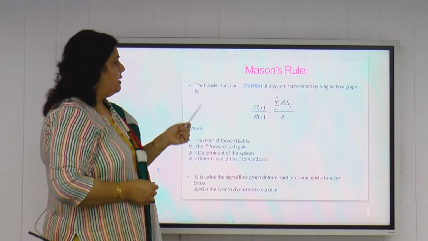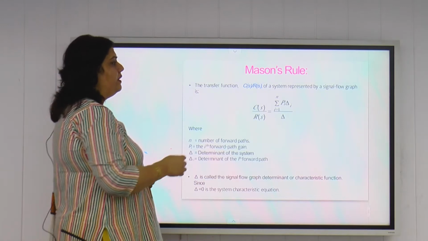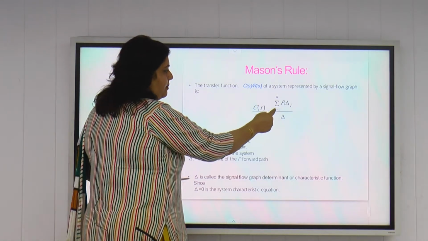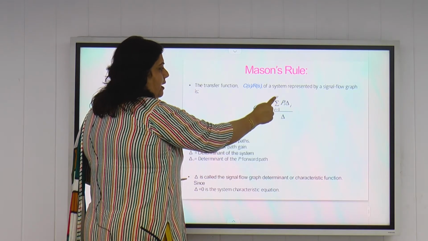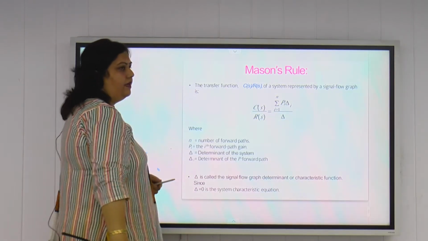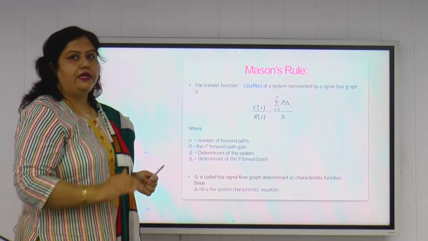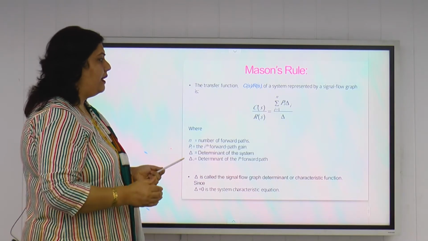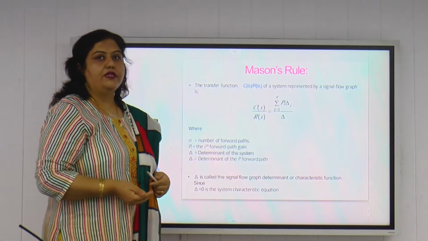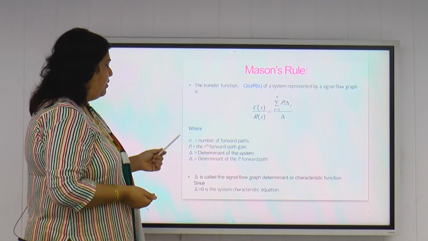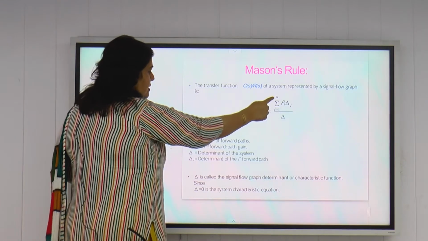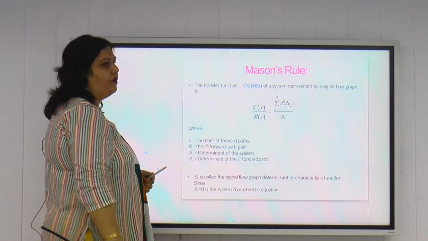This C(s)/R(s) of the system is found by Mason's gain formula as the summation of Pi delta i, with i varying from 1 to n, divided by delta. What is this Pi? What is this delta i? And what is this delta? And how can we find them using a signal flow graph? I will explain this with the help of examples. Now what is this small n? Small n is the number of forward paths.